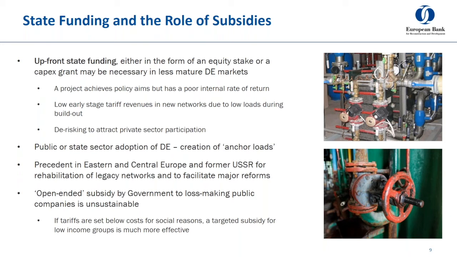An implicit form of public subsidy or support is available by ensuring that all public buildings in the vicinity of a network are connected. And this helps to create anchor loads for a system, particularly a new system. And as mentioned previously, a political price cap alongside open-ended subsidy by the state to public companies is not sustainable. If tariffs are being set below costs for social reasons, a targeted subsidy for low-income groups rather than a blanket subsidy for the entire population is considered much more effective.